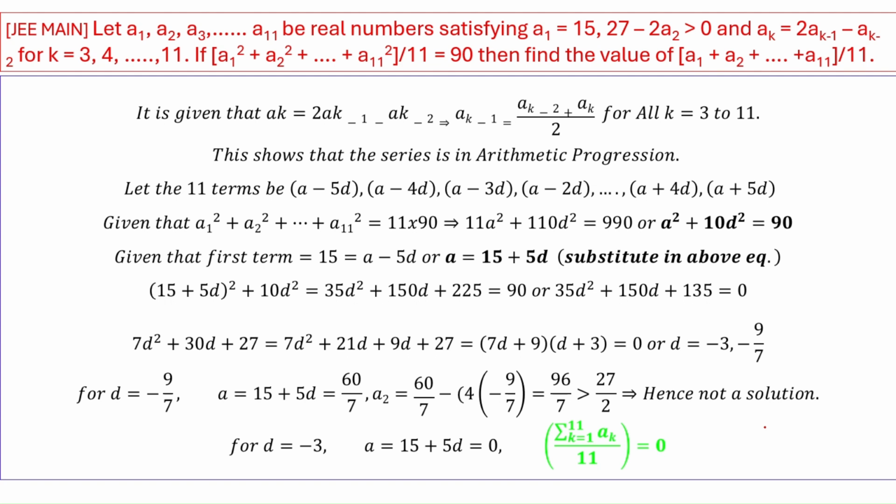Because this is the middle term which is 0, and the rest are all symmetric terms basically, correct? If a is 0 and d is -3, I have minus on one side and plus on the other side, I'll get 0, right? So the sum divided by 11 is 0. Okay, next.